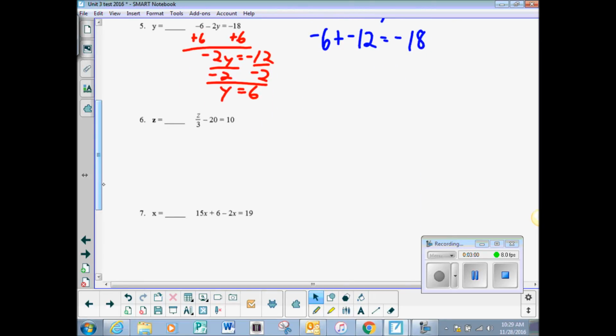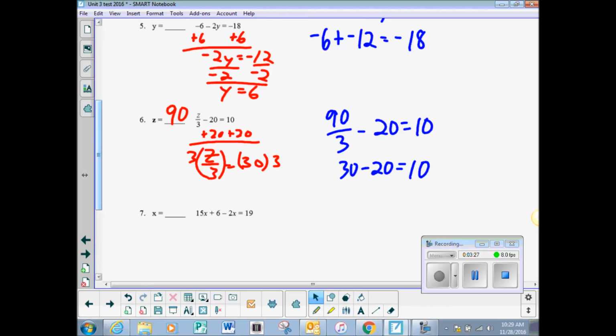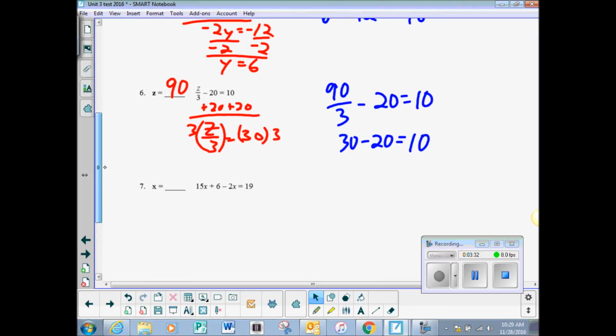Number 6, some people had some silly answers. If I add 20 to both sides, I get z divided by 3 is 30. If I'm dividing my variable, the inverse is the multiply, and I get 90. Check it. This is a really easy one to check. What's 90 divided by 3? 30 minus 20, 10. See, that's where you go, I'm really mad at myself because I knew better. I should have plugged it in to check it. Okay? That's how easy it is to check.